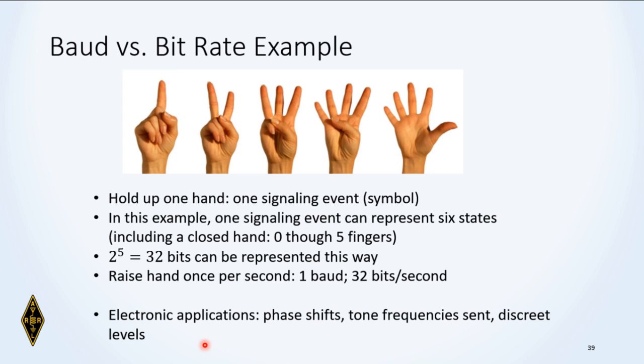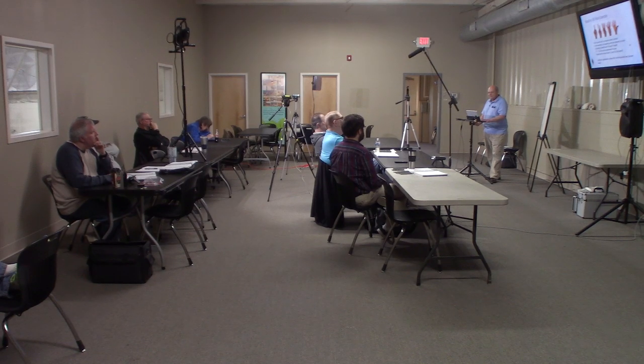Now, in electronics, first of all, let me say that for one signaling state, raising your hand, that one symbol or one baud can mean many more than one thing. So for one symbol, I can represent up to 32 different states. And some of you might be wondering, well, where did you get 32 from? Any ideas there? I'll tell you in a minute.